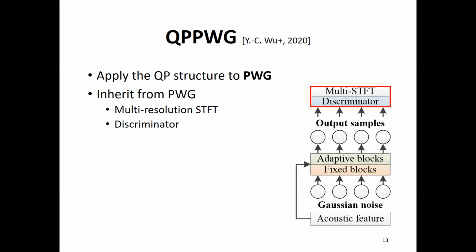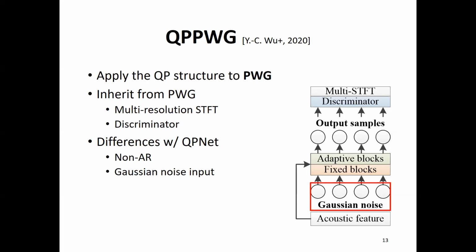And the main improvement is to apply the QP structure to the generator. Even if the model size of PWG is only 3% of WaveNet, QPPWG can still reduce the model size of PWG by 30% while achieving similar speech quality, but higher pitch controllability. On the other hand, compared with QPNet, the main differences of QPPWG are the non-AR mechanism, Gaussian noise input, raw waveform output, and only 5% model size.